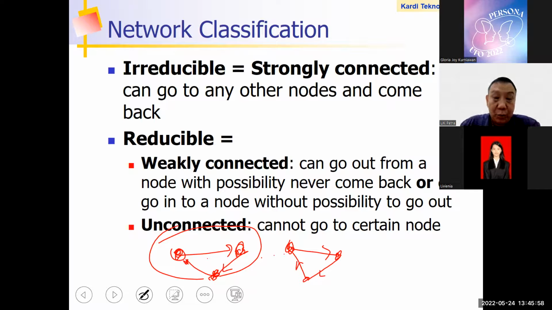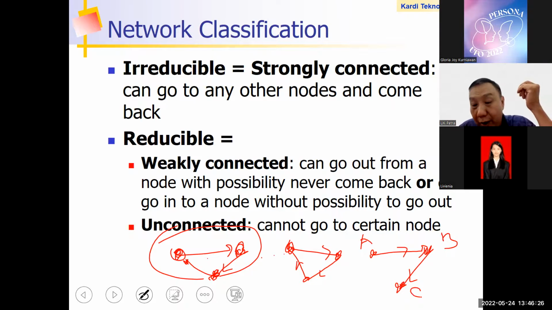There is also the possibility of a weakly connected network. What does that mean? A weakly connected network means you can go from one node to another place, but you cannot go back. For example, you can go from A to B to C, but from C you cannot go back to A. You can add an edge like this so it can go back to B, but it cannot go back to A. So this is called a weakly connected network. Is it clear?